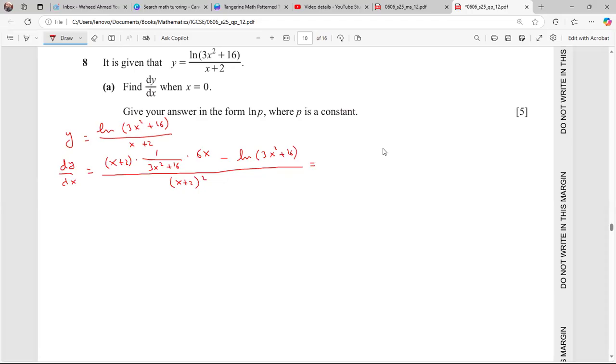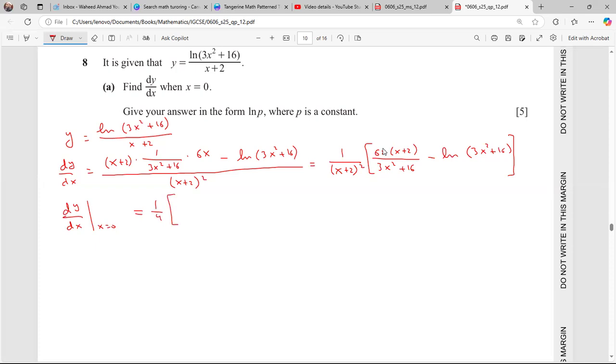So let's simplify it a little bit. It's going to be 1 over x plus 2 square, times 6x into x plus 2 over 3x square plus 16, minus log of 3x square plus 16. Am I right? Now I need to evaluate the value of dy by dx when x is 0. So substitute x equal to 0 in this expression. When x is 0, this is 1 over 2 power 2. So it's 1 over 4.